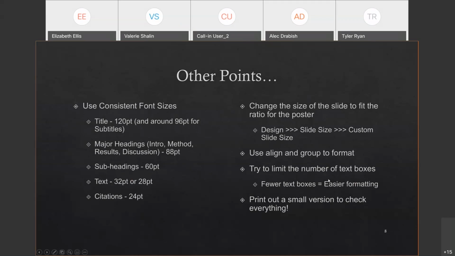Try to limit your number of text boxes, so not every single bullet point perhaps needs to be its own text box. That just makes formatting easier.